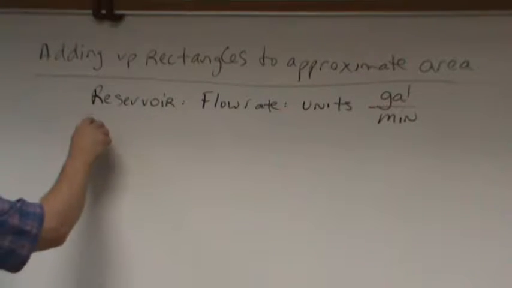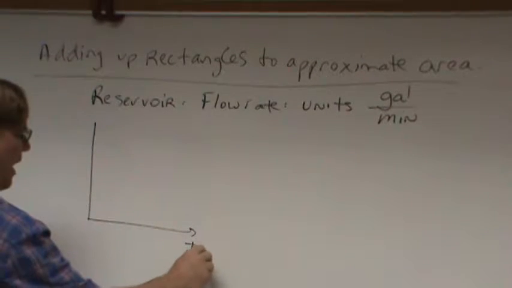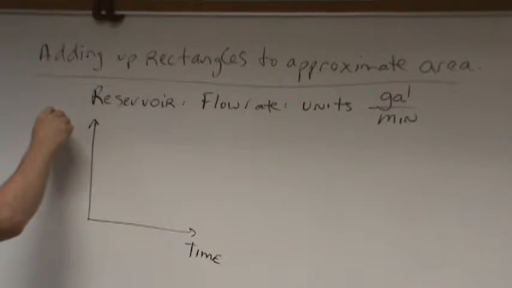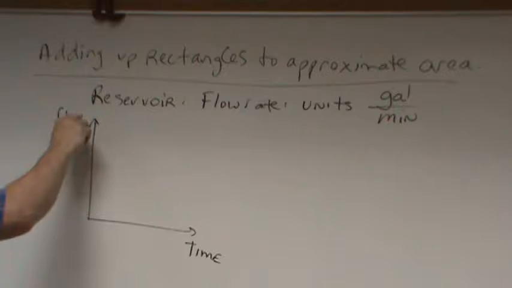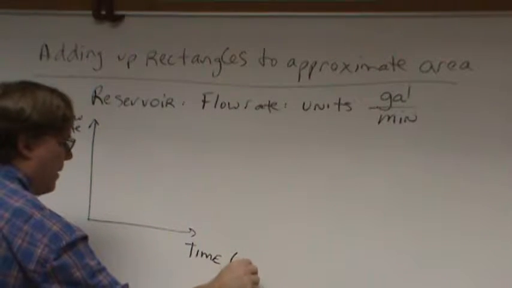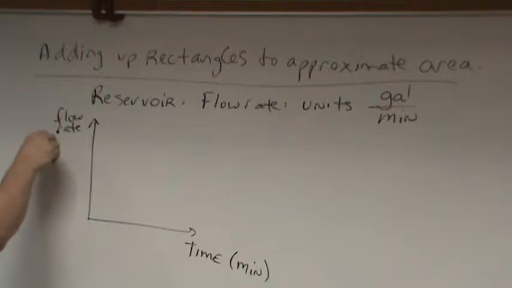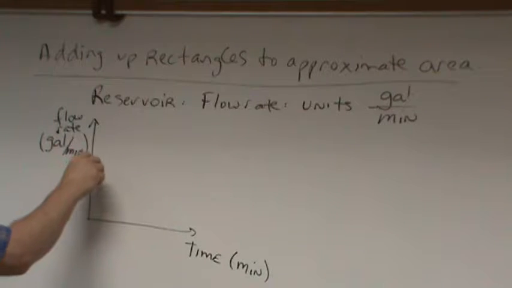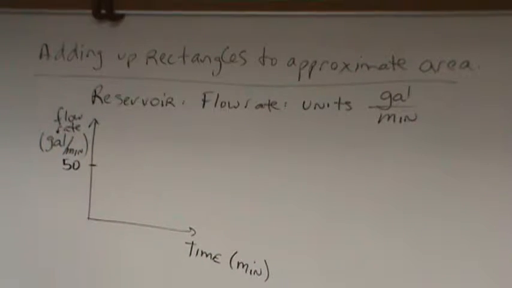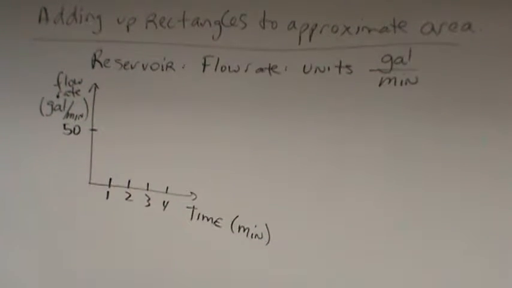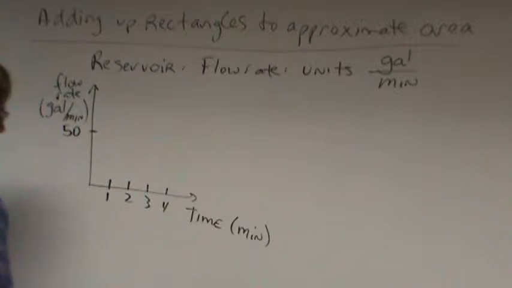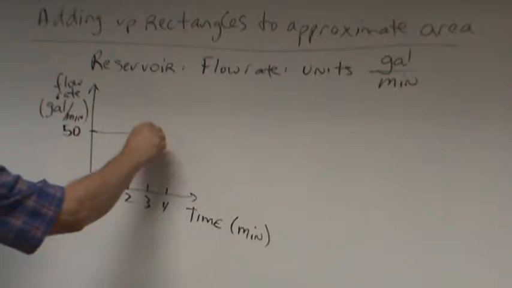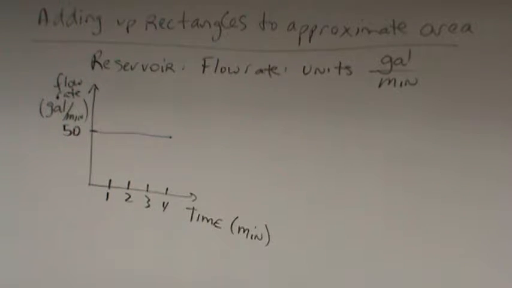And let's say I had a graph of time versus flow rate. My time will be in minutes, and my flow rate will be in gallons per minute. So let's say that's 50, and this is 1, 2, 3, 4. And let's say this was my graph. For the next 4 minutes, the flow rate into the reservoir was a constant 50 gallons per minute.